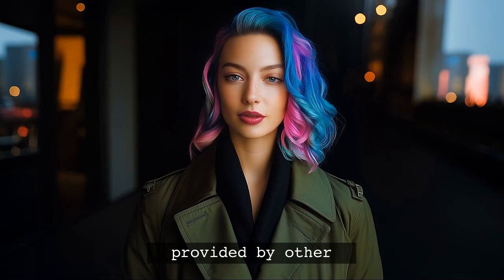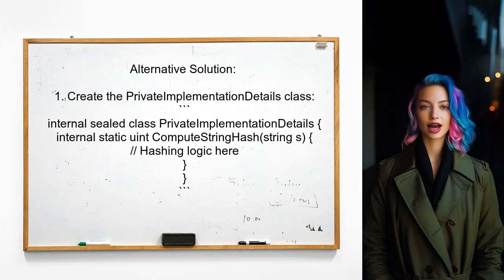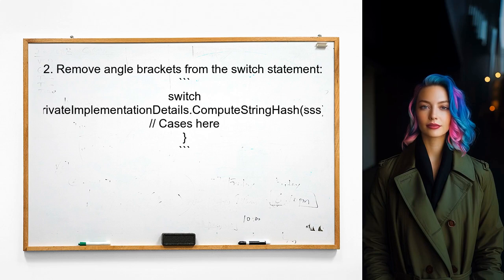Now let's look at the answers provided by other users. An alternative solution provided by another user suggests implementing the private implementation details class yourself. They recommend creating a method called compute string hash that mimics the original functionality. This method takes a string and returns a computed hash value. Additionally, they advise removing the angle brackets around private implementation details in your switch statement.